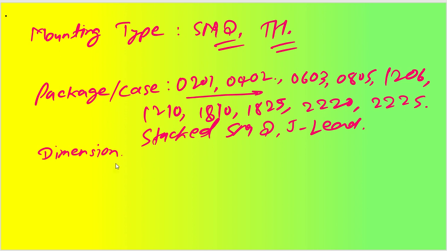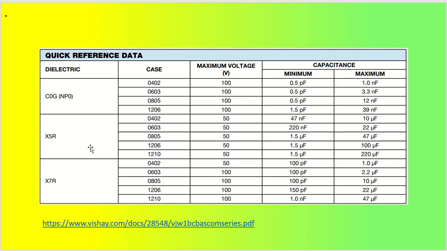Each one of them has its own dimension, so we'll discuss in a separate sheet what the dimension of each one of them is through the data sheet parameters, okay. So let me open one snapshot of a data sheet that I have taken from Vishay. Okay, so this is a Vishay capacitor I have taken.